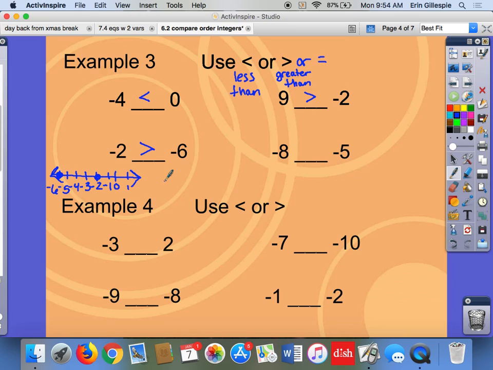I'll give you a minute to think about it. And hopefully you put in that -5 is greater than -8. So again, why don't you pause it and try the bottom four there, same thing, just compare using inequality signs.